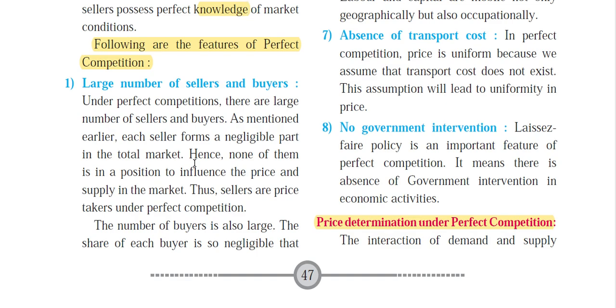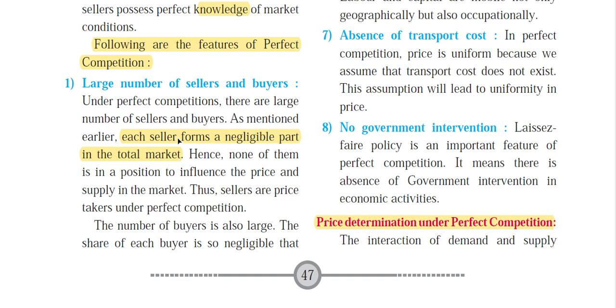And obviously over here, each seller forms a negligible part of the total market. If there are thousands of buyers and sellers, and you are one seller or buyer, you are a very negligible part of it. Because why? You can't influence the price. For example, there are thousands of buyers, you, me, and many other people. If you say I don't want to buy this product at 100 rupees, I want to buy it at 90 rupees, the seller will still charge you 100 rupees, because your decision alone can't influence other people. If you say I'm not buying at 90 rupees, there are various other buyers in the market who are willing to pay 100 rupees for that product.